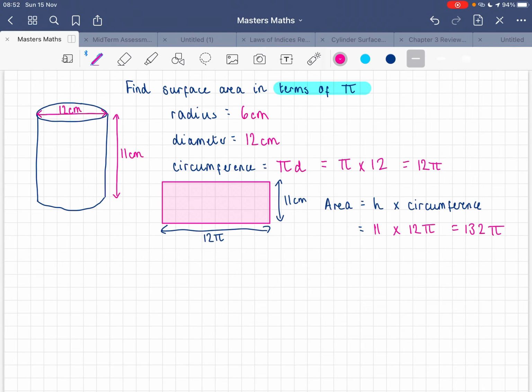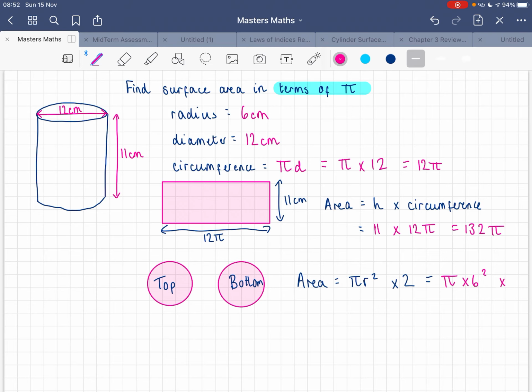Then I want the area of the circles. So here they are. If we say this is the top and this is the bottom, they are the same. The area, we are going to do pi times the radius squared, and then we're going to multiply it by 2 because the top and the bottom are the same size. So I'm doing pi times 6 squared, and then I'm multiplying it by 2. Pi times 6 squared is 36, so that's 36 pi. And then I'm timesing that by 2, which gives me 72 pi.